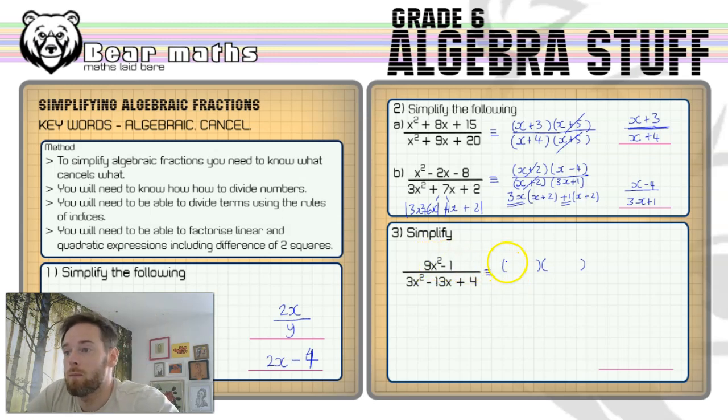So 9 can be made by doing 3 times 3. X squared can be made by doing x times x. And then the minus 1 is going to be made by doing plus 1 multiplied by minus 1. Okay, and that's how we factorize that nice and quickly. There's a video on how to do that again if you need to know in greater detail.